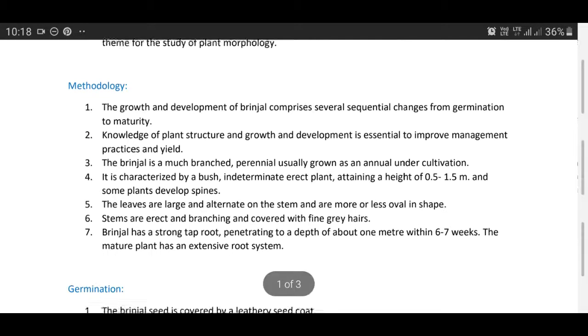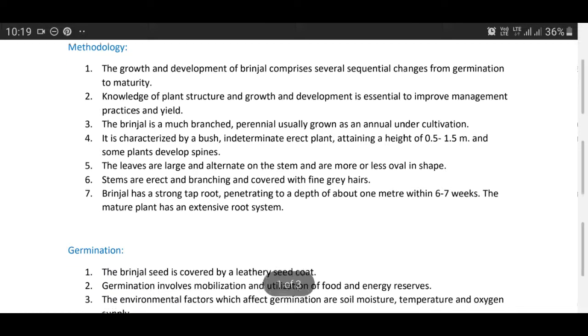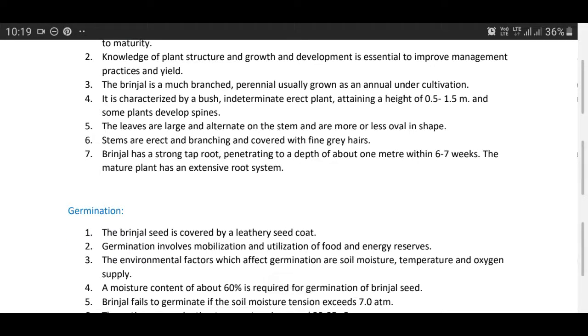develop spines. The leaves are large and alternate on the stem and are more or less oval in shape. Stems are erect and branching and covered with fine gray hairs. Brinjal has a strong taproot penetrating to a depth of about 1 meter within 6 to 7 weeks. The mature plant has an extensive root system. First, we should utilize seed as already discussed in case of materials. So, there is a need to germinate the seeds in the field.